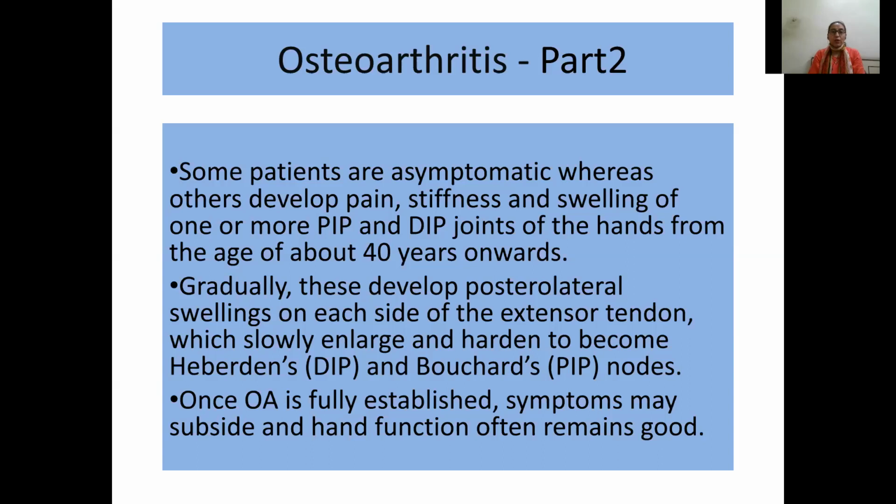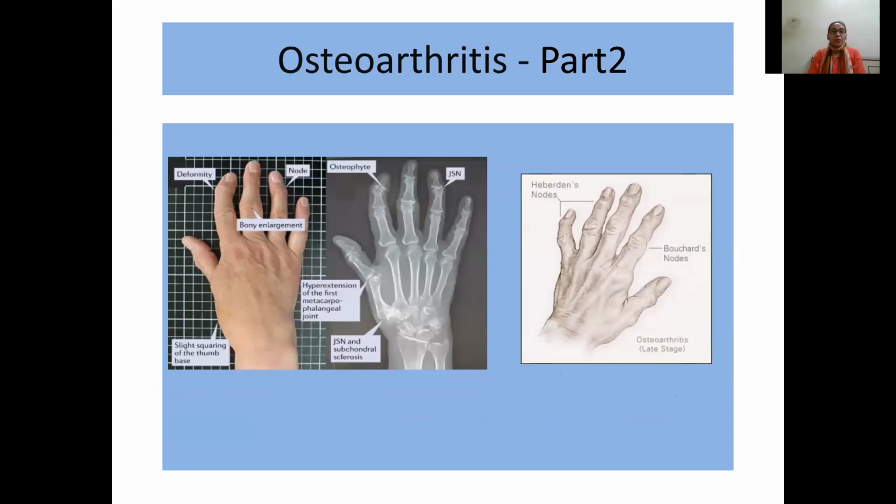Gradually, these develop posterolateral swellings on each side of the extensor tendon, which slowly enlarge and harden to become Heberden's nodes, which are present in the distal interphalangeal joints, and Bouchard's nodes, which are present on the proximal interphalangeal joints. So once OA is fully established, symptoms may subside and hand function often remains good. So this is the picture of nodal osteoarthritis.